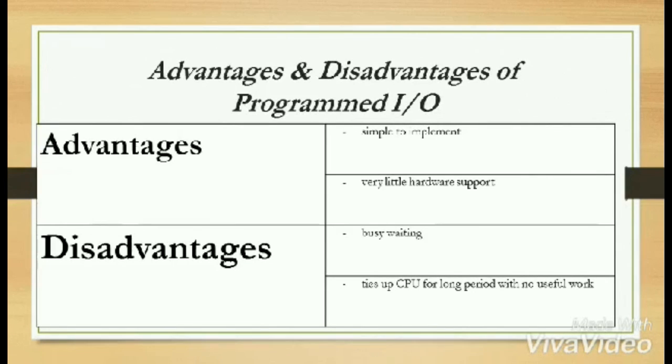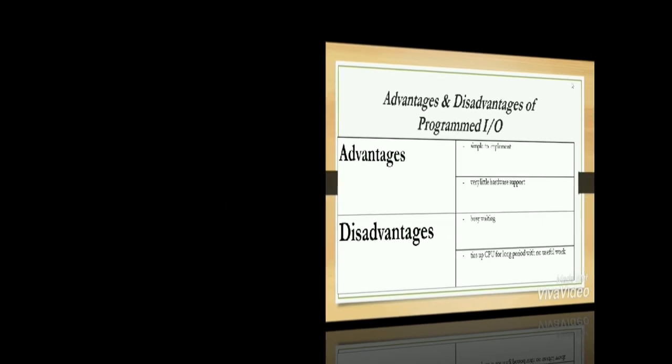The disadvantage here is that it consumes a lot of time. It is busy waiting, which ties up the CPU for a long period with no useful work. The CPU waits on the I/O device in a loop, and polling becomes inefficient when it is attempted repeatedly, yet rarely finds a device to be ready for service, while other useful CPU processing remains undone.